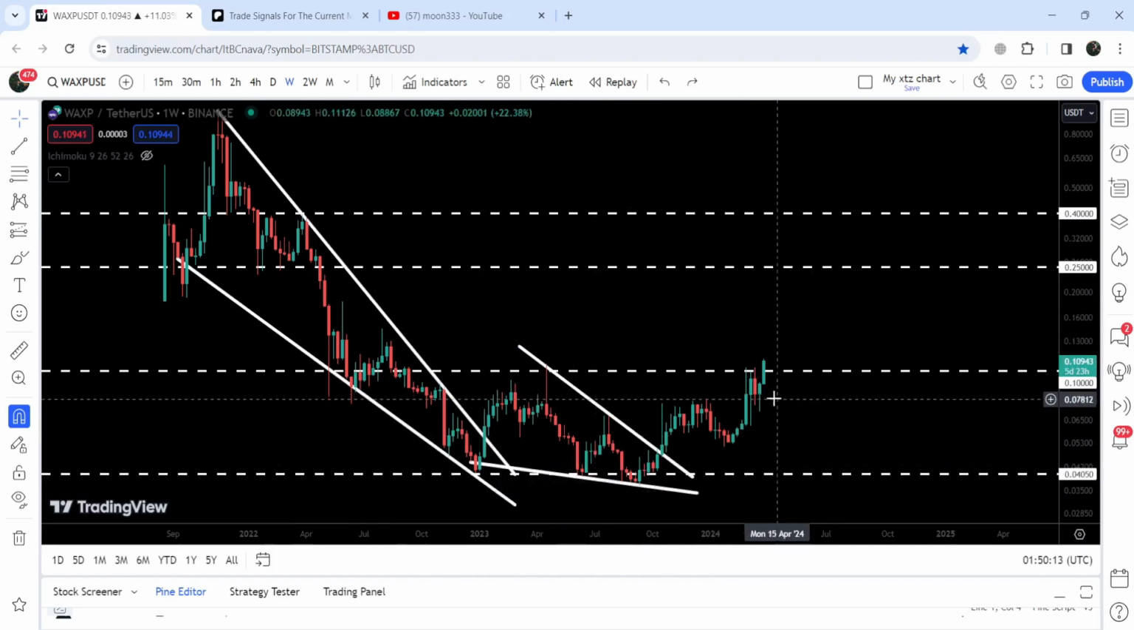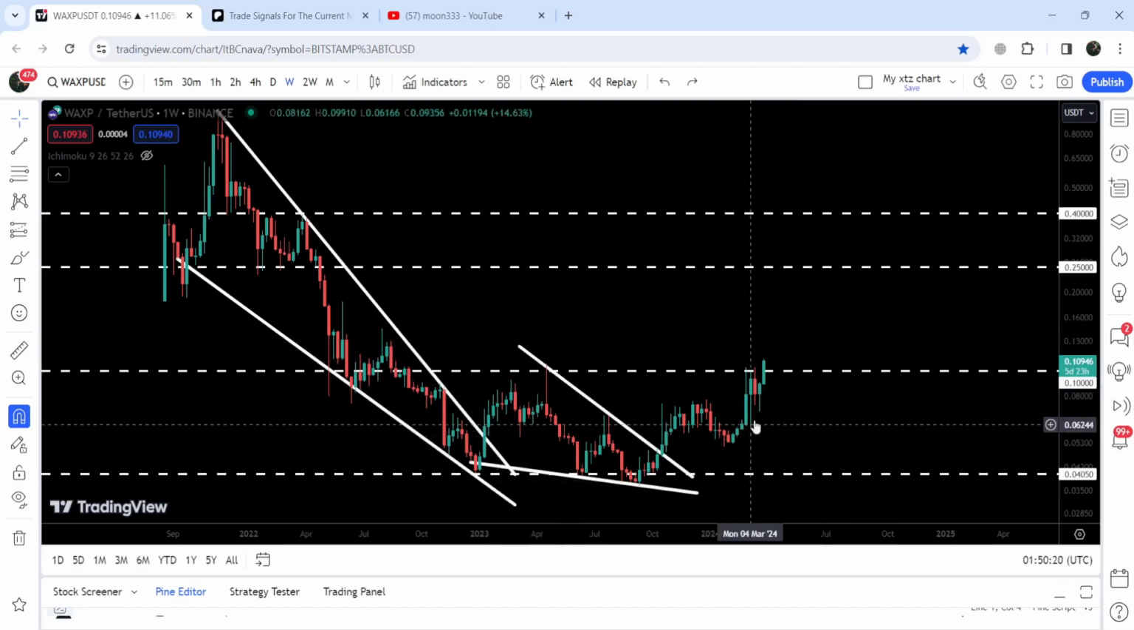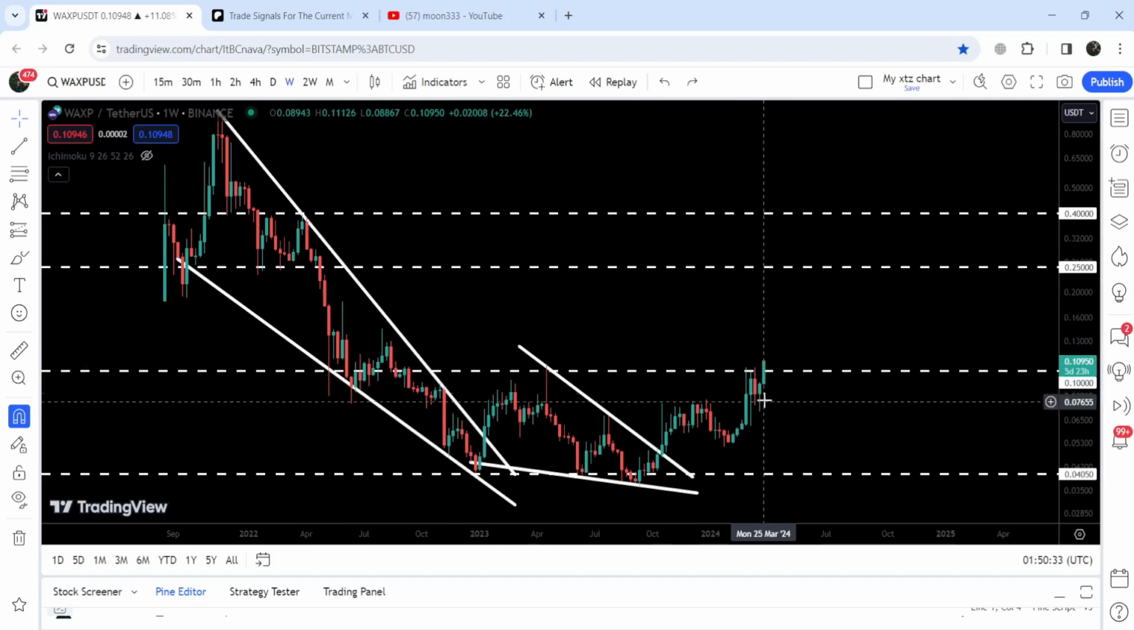And this time you can see that we are watching a very, very huge development that is happening on the 7 days time frame chart, that Wax coin is finally breaking out this quite long-term resistance of 10 cents that has been previously rejecting the price. For the past several weeks, again, it was breaking at the resistance, and now we are breaking it out.